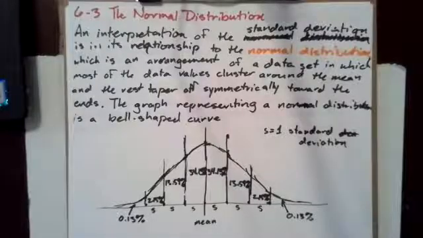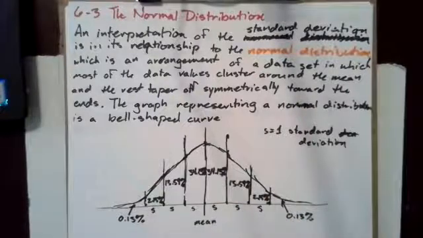In this video, we will discuss the normal distribution. An interpretation of the standard deviation is in its relationship to the normal distribution, which is an arrangement of a data set in which most of the data values cluster around the mean and the rest taper off symmetrically toward the ends. The graph representing a normal distribution is a bell-shaped curve.